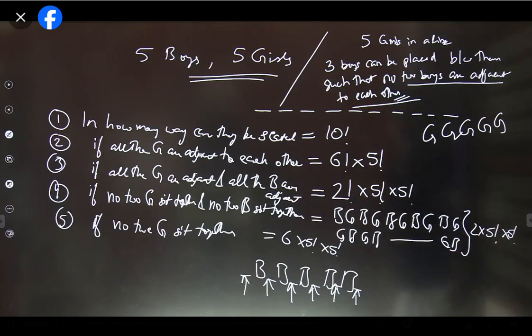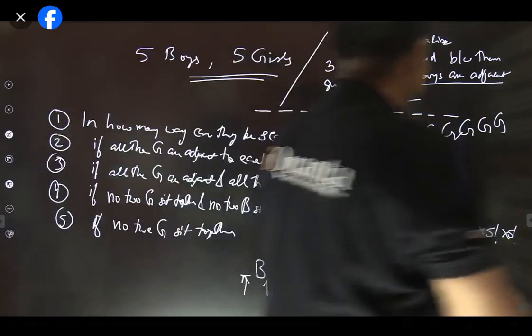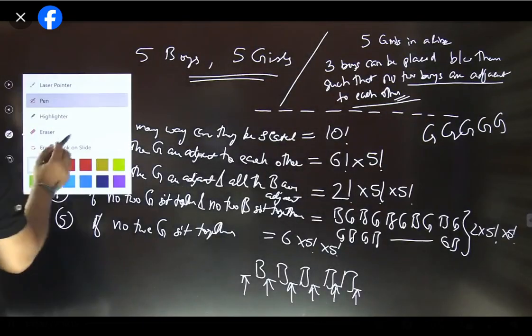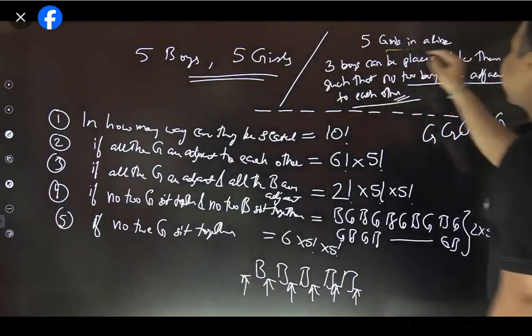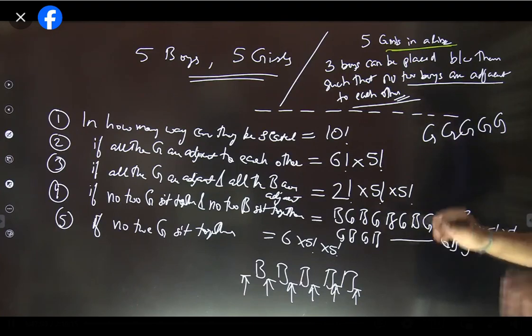Exactly similar question. What would be the answer now? See, girls are already arranged. Girls are already in this line. So girls need not be arranged now, but the boys need to be arranged. So first we need to fix up the places for them.